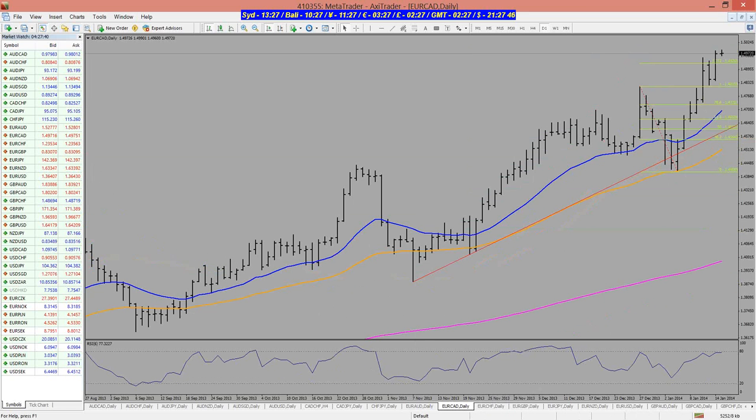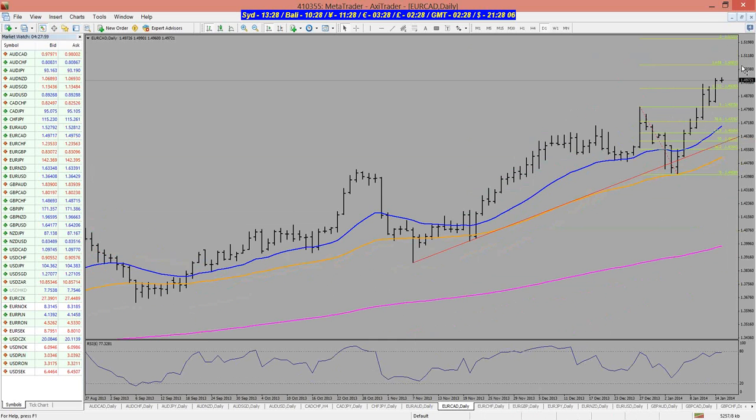EuroCAD. EuroCAD is getting up into the sell zone. Still no divergence yet, so we'll be patient and wait for that.